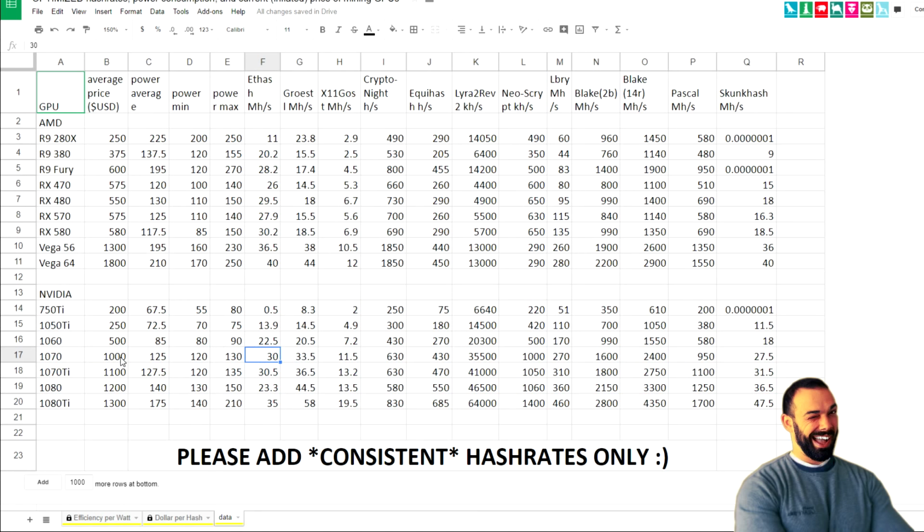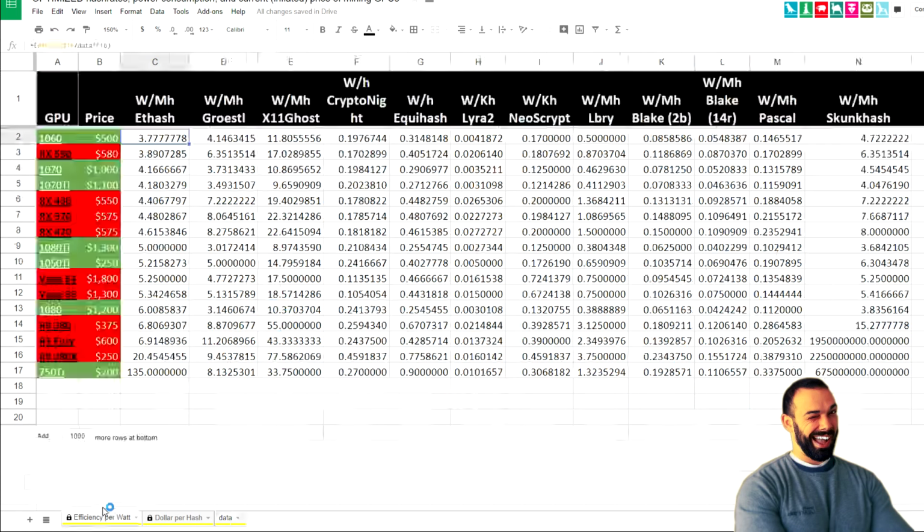If I were to, for $1,000, buy 4 1050 Ti's, I get a better hash rate than any of the NVIDIA cards that are over $1,000. The 1050 Ti is the cheapest way to mine a lot of Ether, if that makes sense. Now, the efficiency per watt, let's jump back over there and see how it fares there. The 1050 Ti, well, it's middle of the pack. So it's kind of neither here nor there. It's not super efficient, but it's not as inefficient as the current bleeding edge in AMD cards, right?